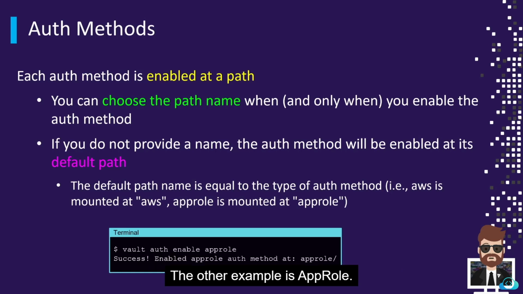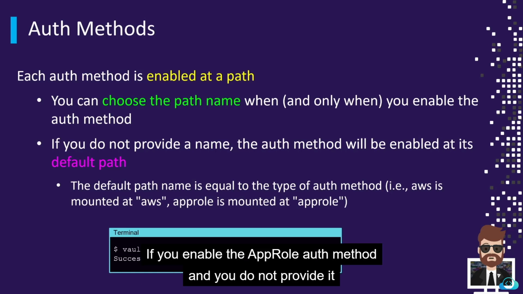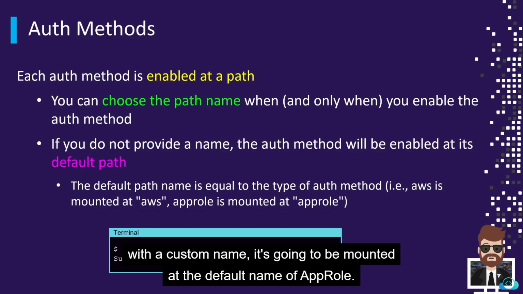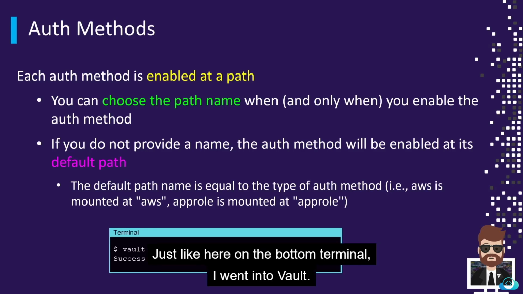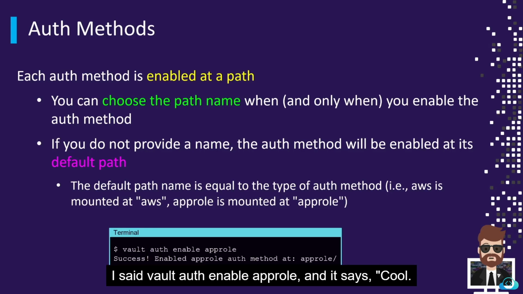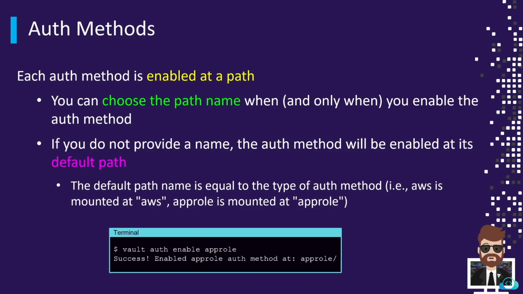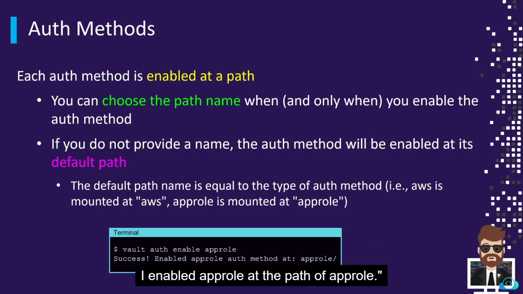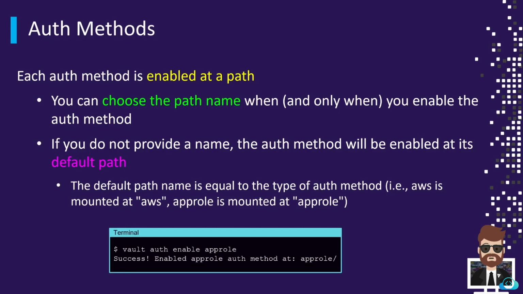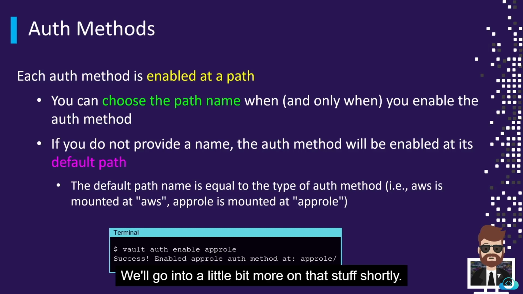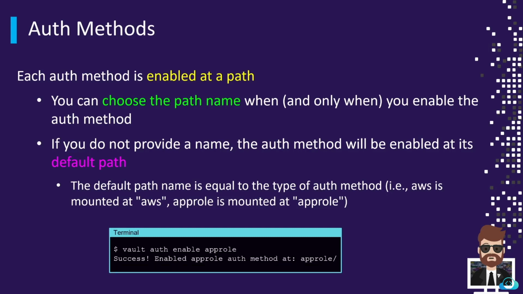The other example is approle. If you enable the approle auth method and you do not provide it with a custom name, it's going to be mounted at the default name of approle. So just like here on the bottom terminal, I went into Vault and said vault auth enable approle, and it says cool, I enabled approle at the path of approle. All right, and we'll go into a little bit more on that stuff shortly.